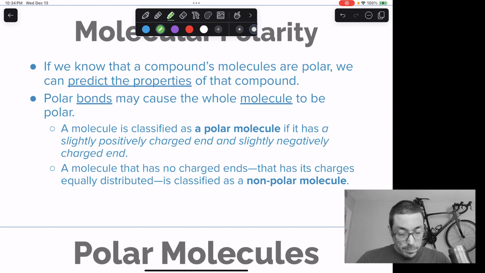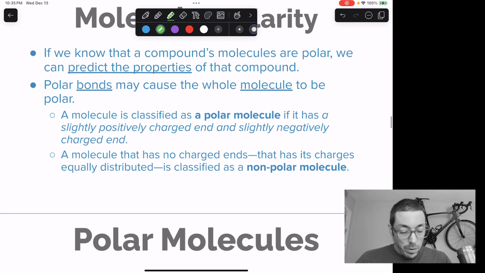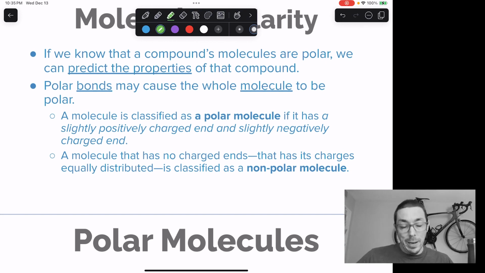So if there is no slightly positive and slightly negative sides to a molecule, and it's all evenly distributed in terms of the electron density, we would call that a non-polar molecule. It's the same concept as a non-polar bond.